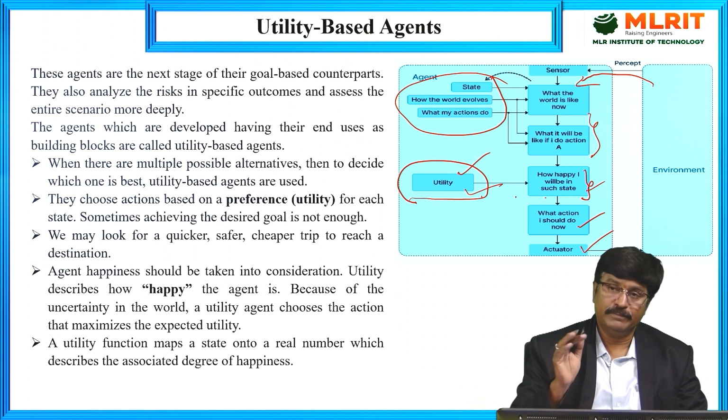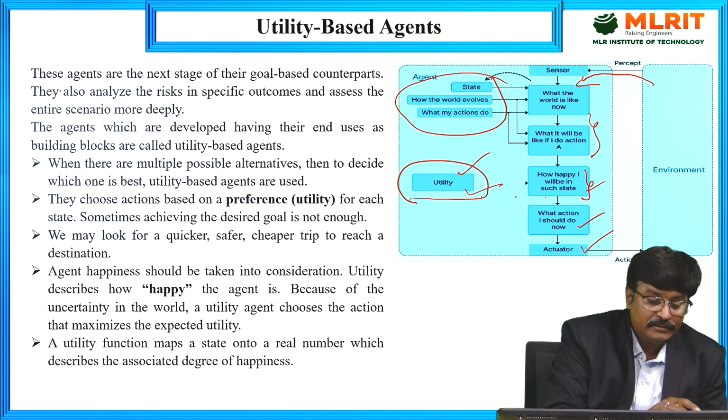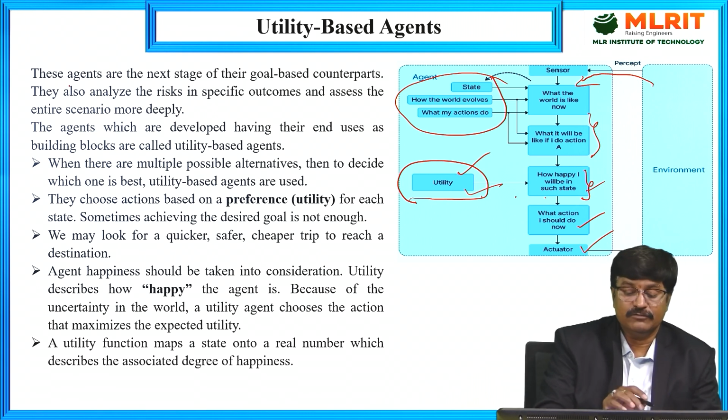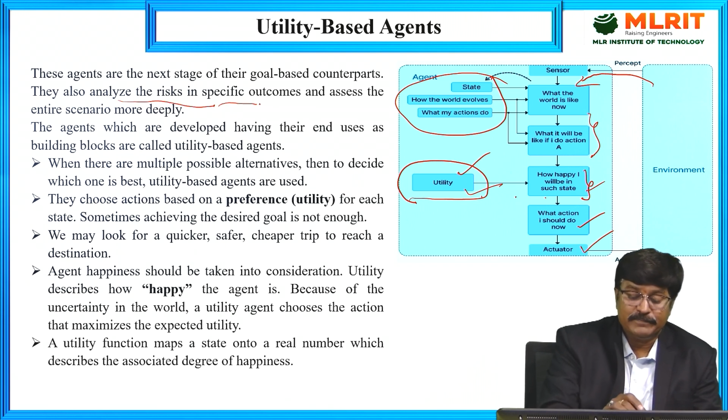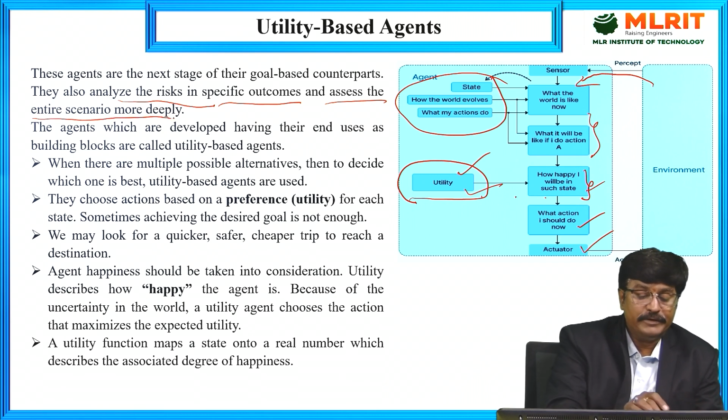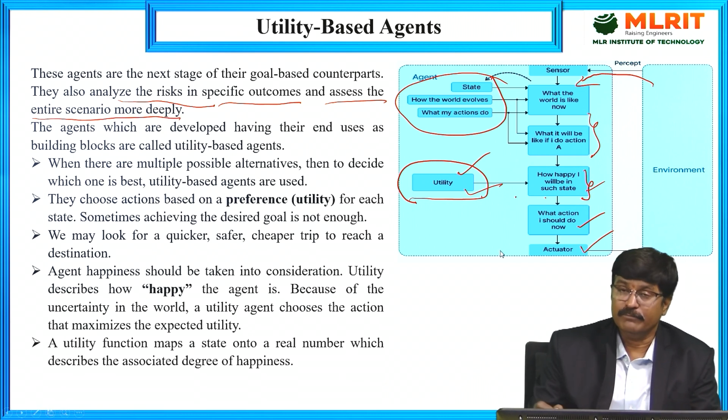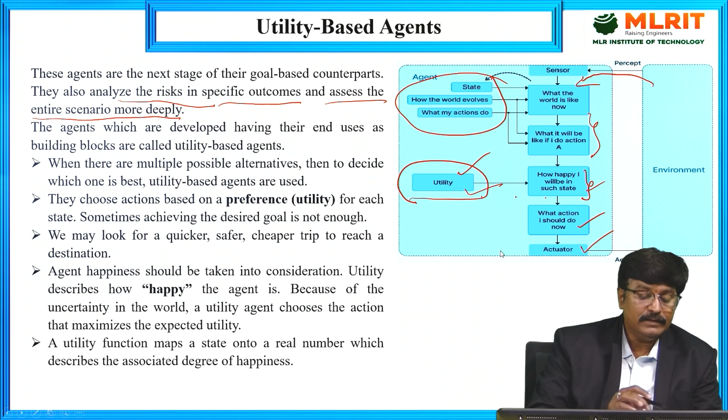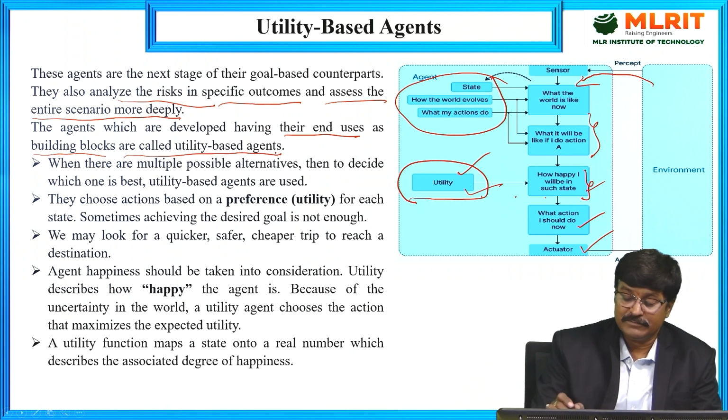Here the utility function may be anything. See, these agents are the next stage of their goal-based counterparts. They analyze the risk, how much risk is there, and the specific outcomes, and assess the entire scenario more deeply in this system. Somewhat more deeply it is analyzing. The agents which are developed using these as building blocks are called utility-based agents. These are the building blocks for the utility agent.